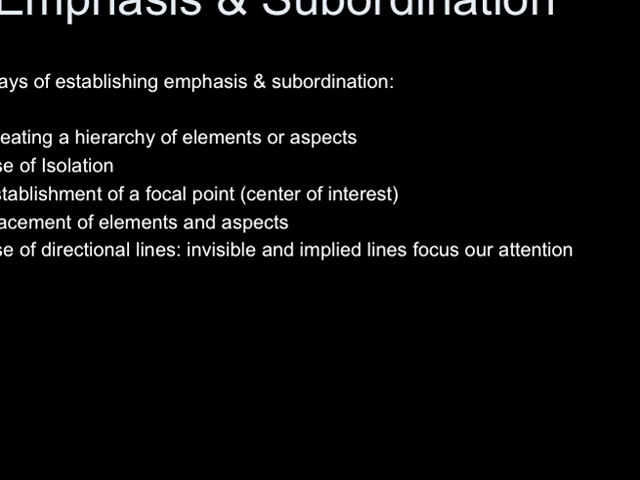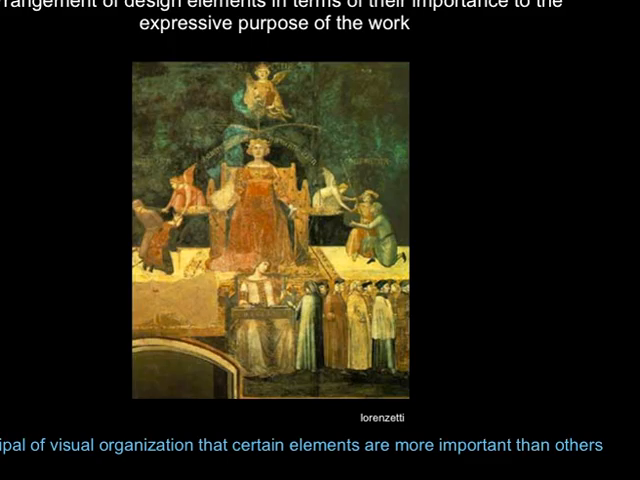Okay, so ways of establishing emphasis and subordination. You can create a hierarchy of elements or aspects. You can use isolation. You can establish a focal point or a center of interest. The way you place different elements and aspects will create emphasis and subordination. And then you can use directional lines, invisible and implied lines, to focus the viewer's attention.